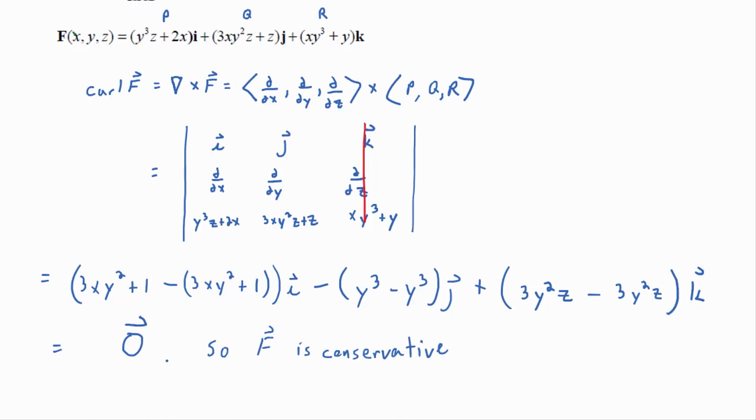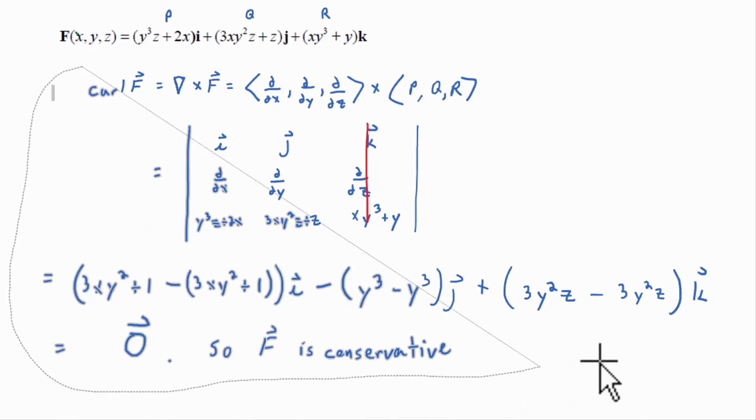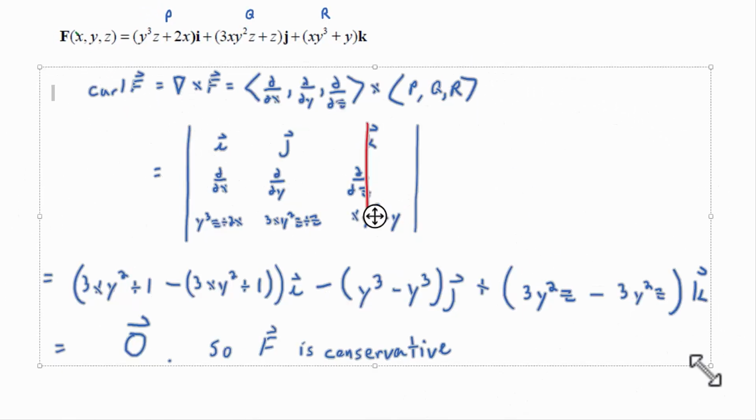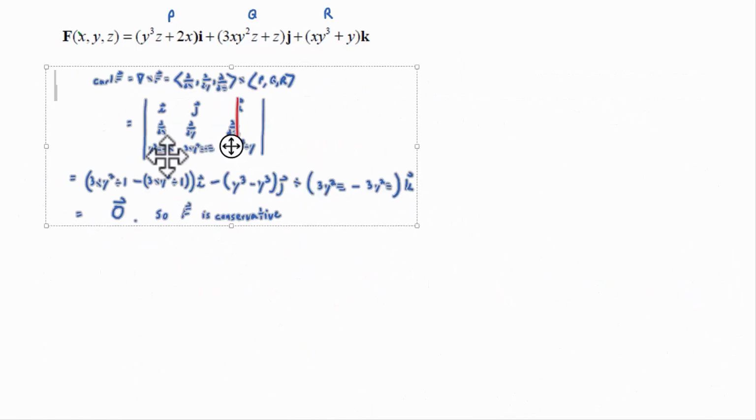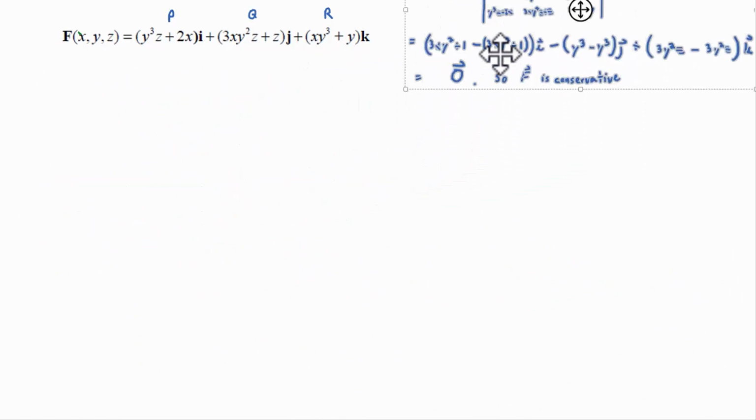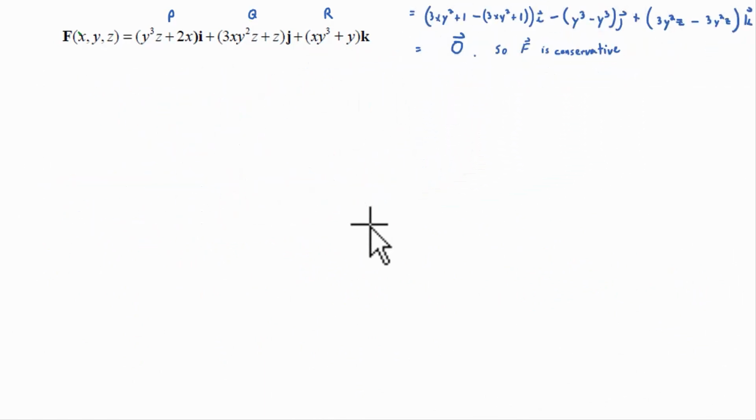All right, so that's only part of the problem, right? The next part says we've got to find the potential function. So let's just get this out of the way completely. Okay. So what's your first step? You're going to set f of x, y, z equal to the integral of what?